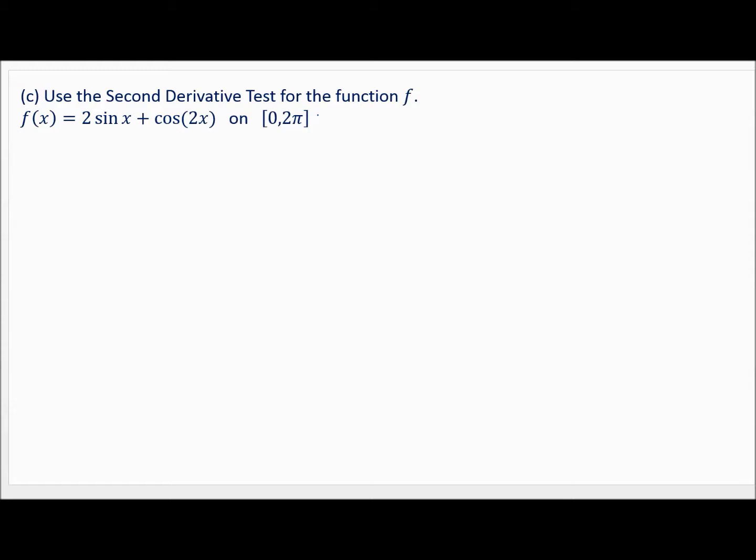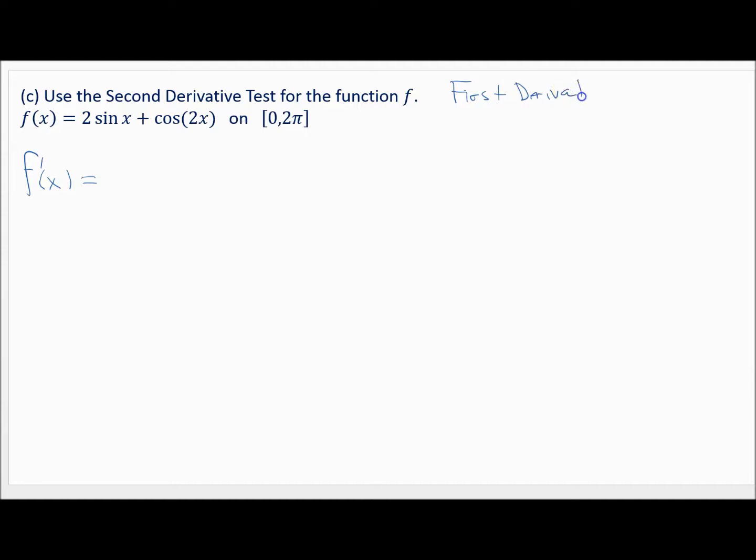So we're supposed to use the second derivative test. Remember, we just learned that. So to use the second derivative test, what do we have to do? Well, we have to find the second derivative, am I right? So first we have to find the first derivative, and we have to find critical numbers. So first let's write what we do. We're going to take the first derivative.